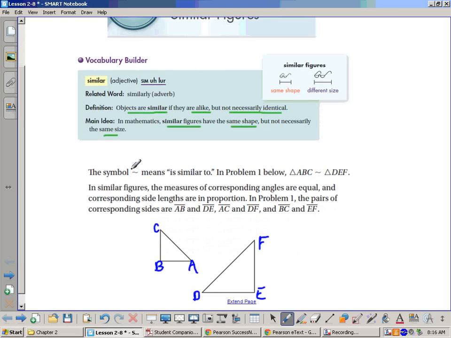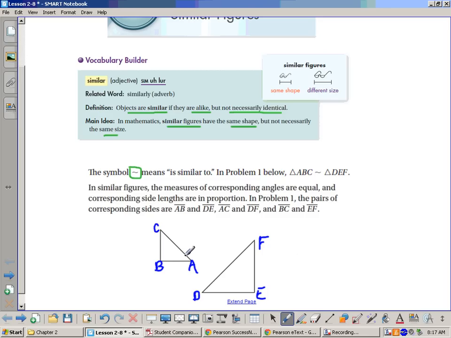There's a symbol we're going to use, this little tilde symbol here, for similar figures. And in the problem down below, we're going to be talking about triangle ABC, this smaller triangle, which is similar to triangle DEF. So in similar figures, the measures of the angles are all going to be the same.